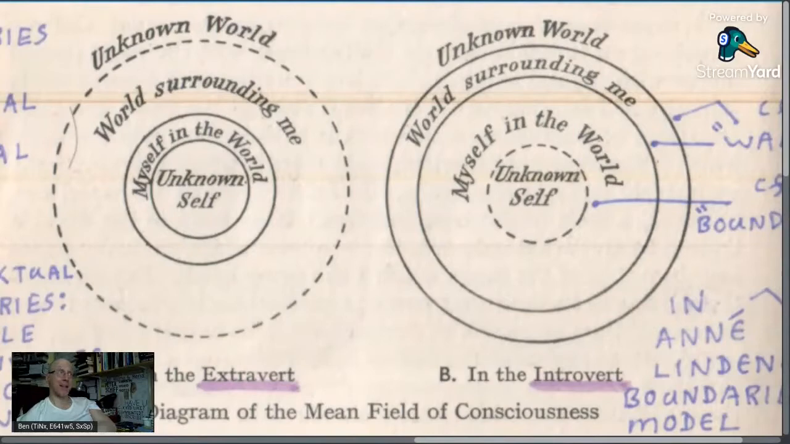ENFJ is an idealist. So if you were to compare ENFJ and ESFJ, there might be a little bit more on the significance of myself in the world, because the idealist is interested in identity, than say ESFJ. So that myself in the world part might be a little bit bigger for ENFJ than ESFJ, because it's an idealist.